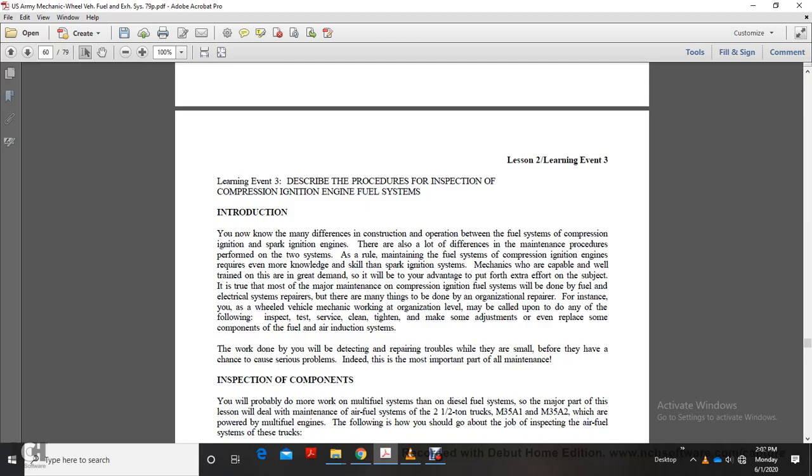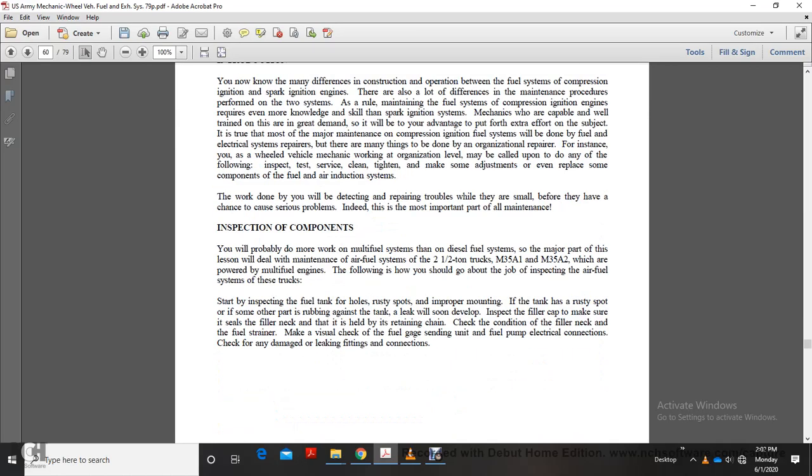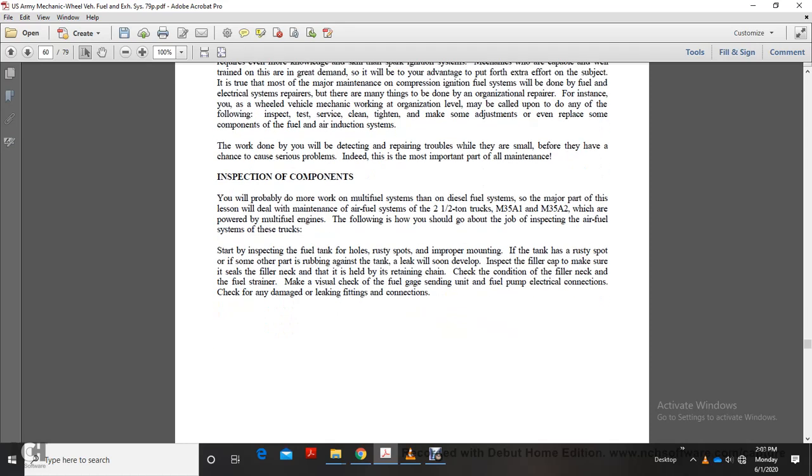For instance, as a wheel vehicle mechanic working at the organizational level, you may be called upon to do any of the following: inspect, test, service, clean, tighten, make some adjustments, or even replace some components of the fuel and air induction system. The work done by you will be detecting and repairing troubles that, while small, have the chance of causing serious problems, and indeed this is the most important of all maintenance: inspection of the components. You will probably do the work with the multi-fuel system or the diesel fuel system.